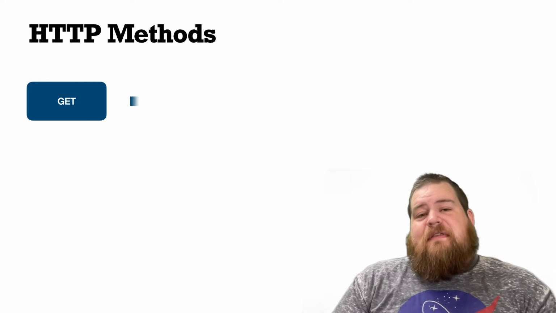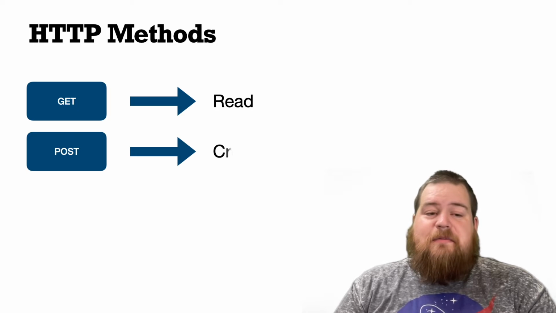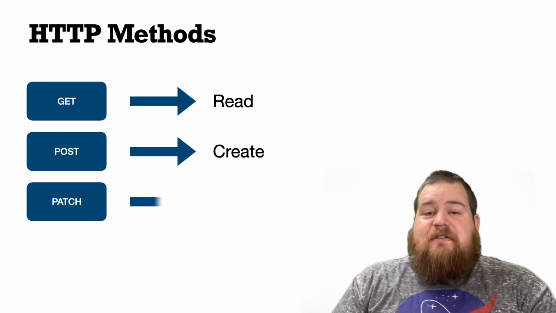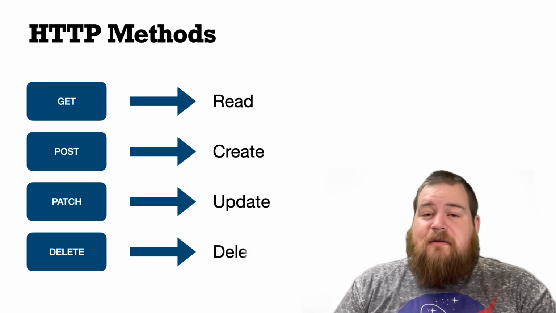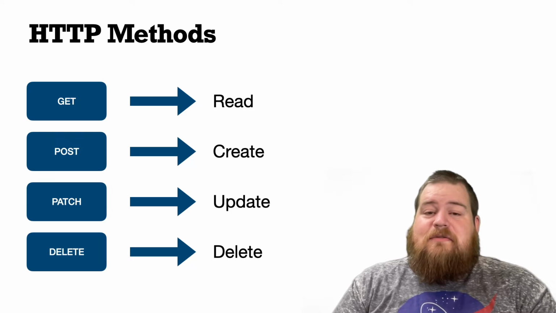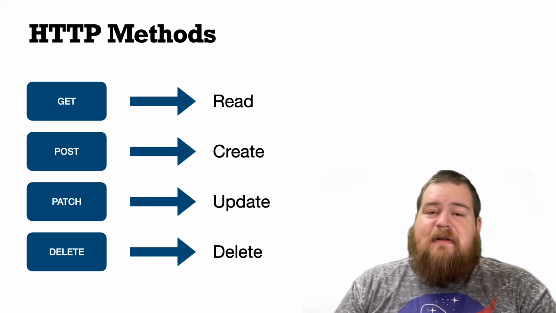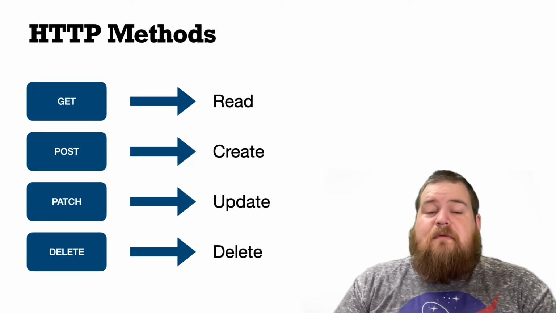So first we start off with GET. GET is the equivalent of a read if we're talking about a CRUD operation. The next operation is POST. POST is the equivalent of a create. It allows you to create new things. PATCH is a verb that allows you to update a resource. And finally, DELETE, as the name would imply, allows you to delete or remove a resource.